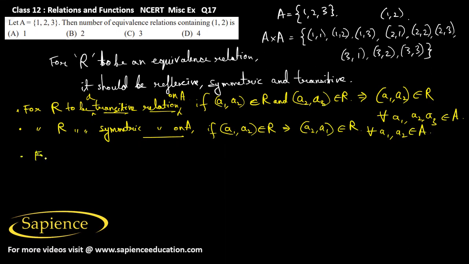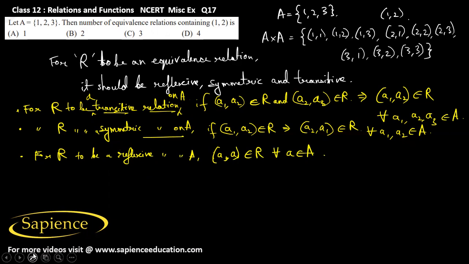And then for R to be a reflexive relation on the set A, we should have that all (a, a) should belong to the relation R for all a belonging to A. So now it means that here in this case, the set A contains the elements, so (1, 1), (2, 2), and (3, 3) should be present for R to be reflexive.